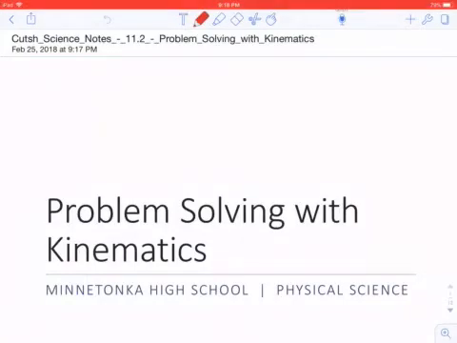Hi. In our previous lesson, we were working on rearranging equations. We did that so we could go on to this next unit, which is problem solving with kinematics. So let's go back and revisit this whole idea of rearranging equations.